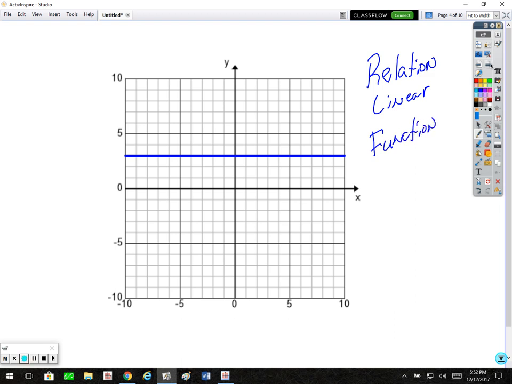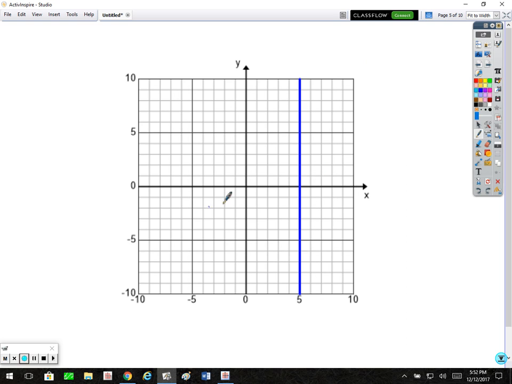All right, let's try one more so you see what I'm looking at here. All right, now look at this one. This line is going up and down. This is a vertical line. So right now we know it's a relation.